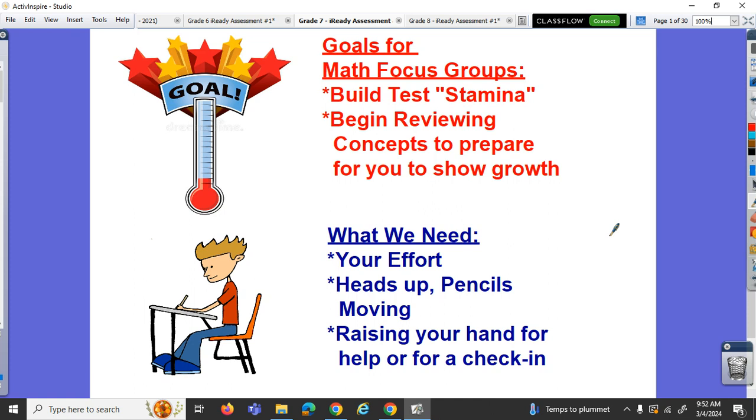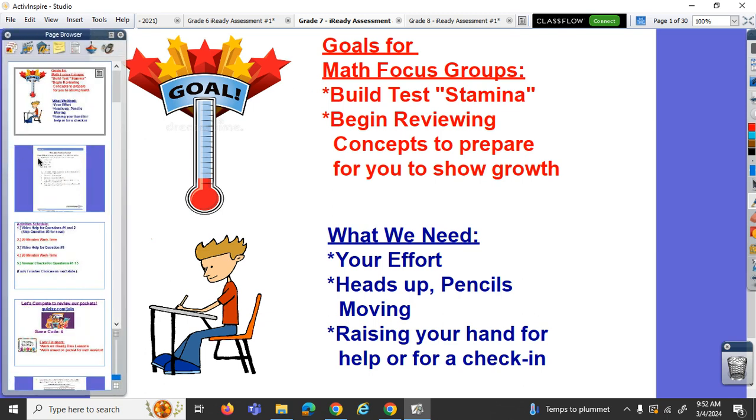So what do we need from you? We need your effort. We need your heads up and pencils moving, giving this time your best because it will pay off. Raise your hand for help or for a check-in, and especially if you are really stuck on a question. We're here to help you.